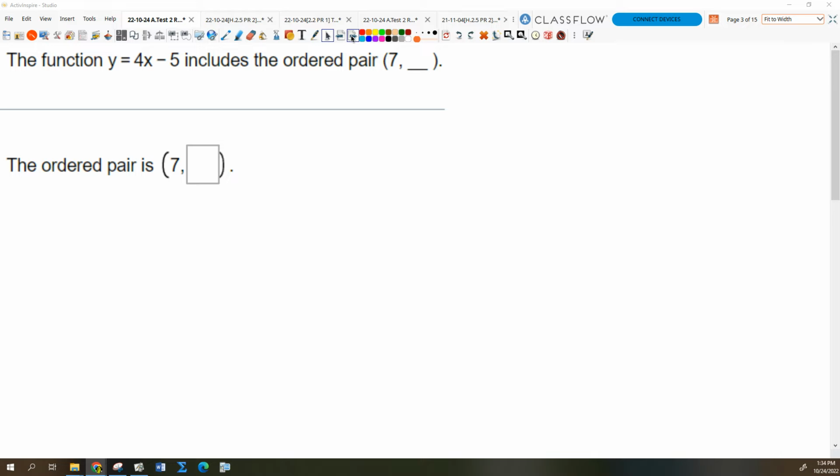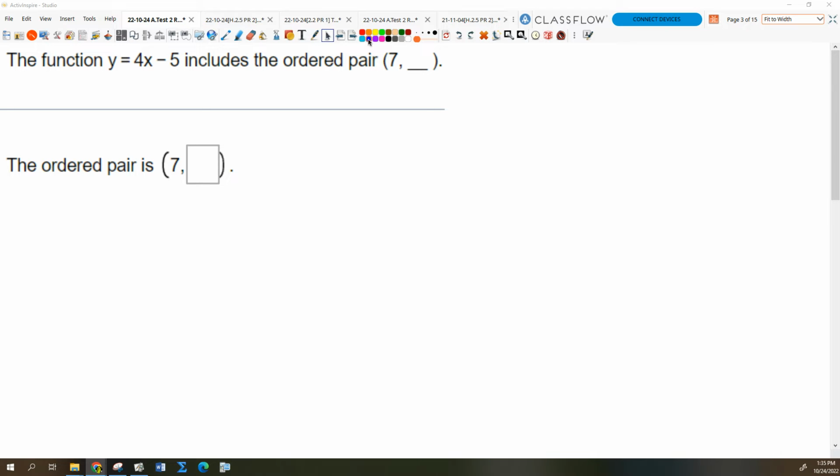Okay, here's a function, y equals 4x minus 5. That includes the ordered pair 7 what? Well, how can I solve this one? This is really easy. What am I going to do? You're right. Keep going, Ellie. What do I set x to? 7. Yeah, right? Because look, there's my input value.